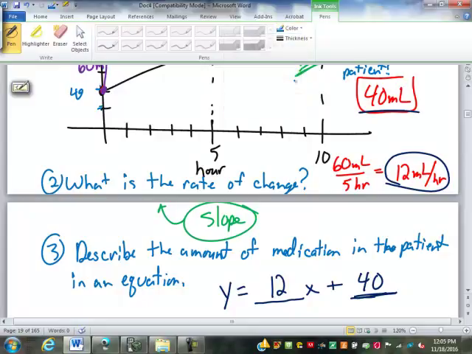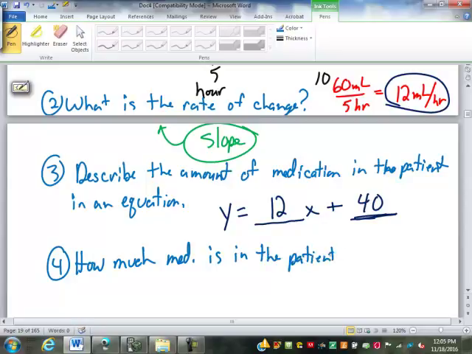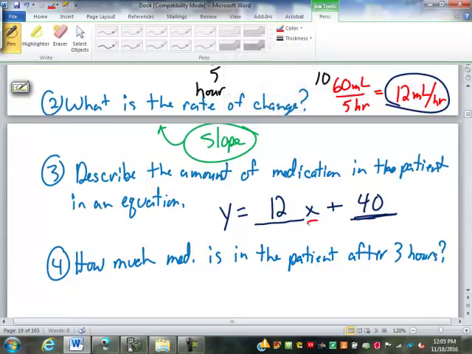So I might ask, how much medication is in, I know this is very poor terminology, but is in the patient after 3 hours? Well, the 3 is going to go in for x. So y is going to be 12 times 3 plus 40.